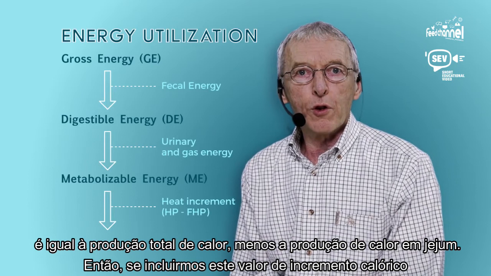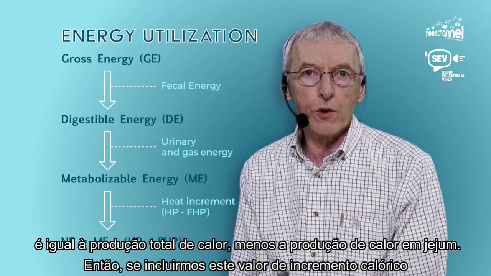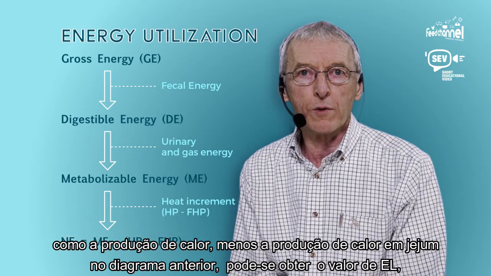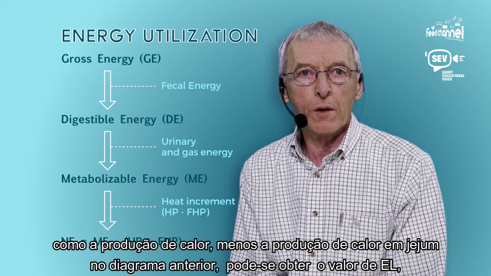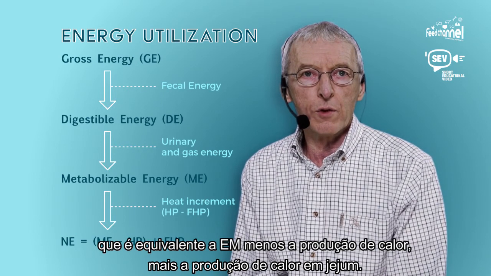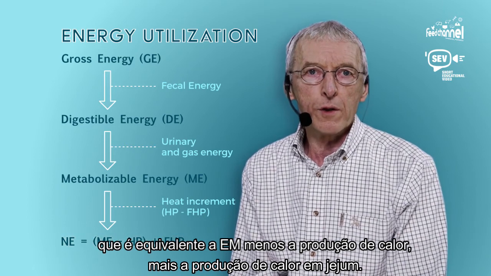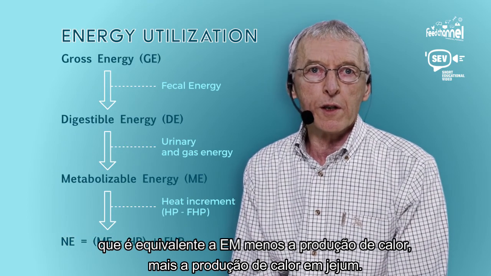So if we include this heat increment value as heat production minus fasting heat production in our previous diagram, you can obtain the net energy value, which is now equivalent to ME minus heat production plus fasting heat production.